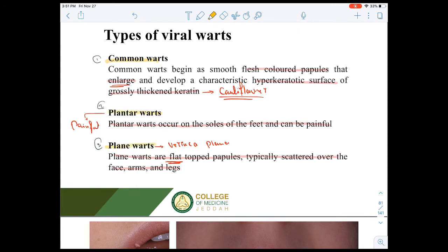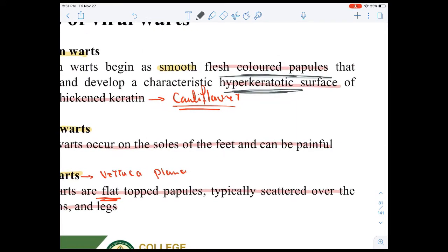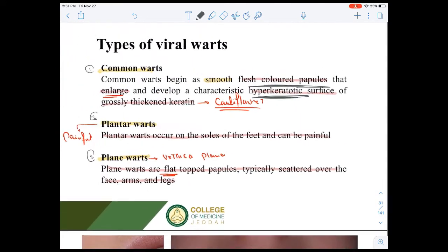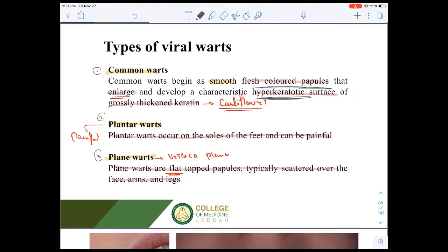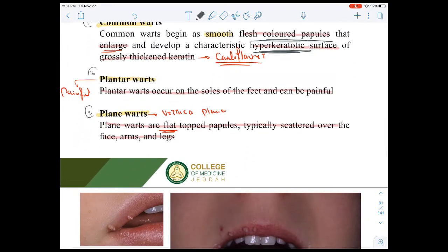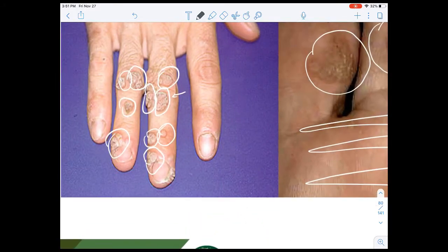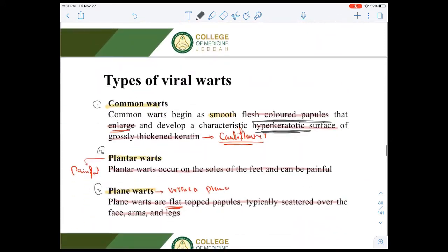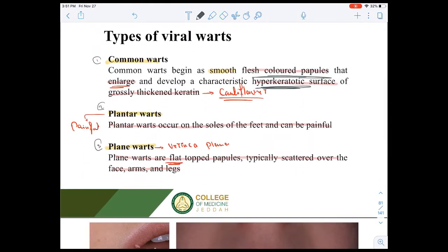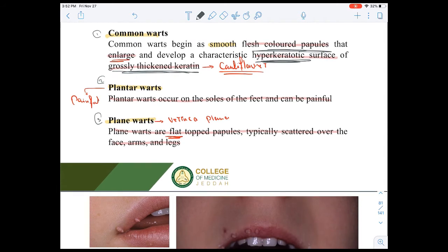So common warts develop as smooth flesh-colored papules, right? So they're flesh-colored papules, and they enlarge, and they eventually show this characteristic hyperkeratotic surface. And what is hyperkeratosis? Hyperkeratosis is when you have an increased number of the cells of the upper surface of the epidermis. So you would see that the cells are proliferating way too much on the surface. And this is what we mean by the hyperkeratotic surface. And of course, grossly thickened keratin, since they're of the upper epidermis, on which keratin overlies.